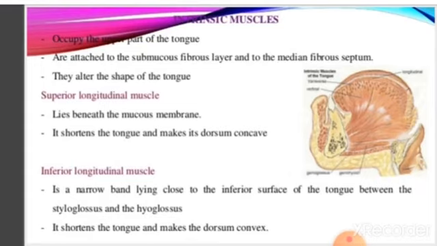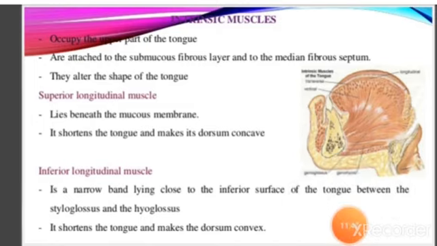Intrinsic muscles occupy the inner part of the tongue. They are attached to the submucous fibrous layer and to the median fibrous septum. They alter the shape of the tongue.